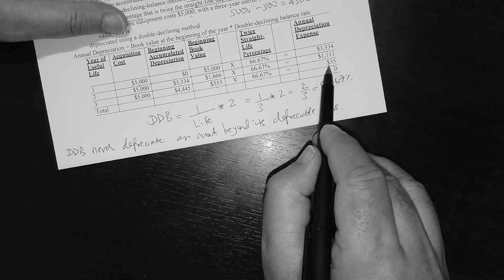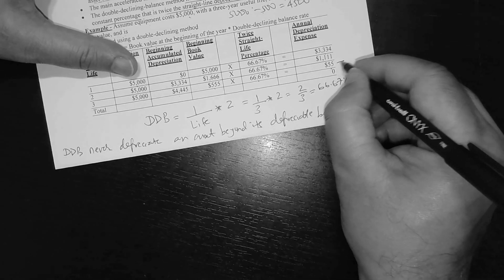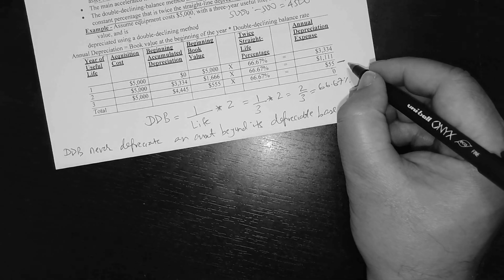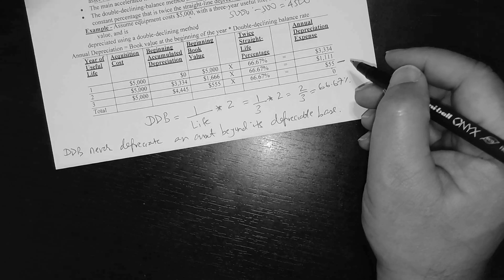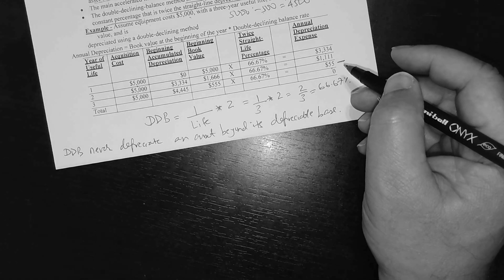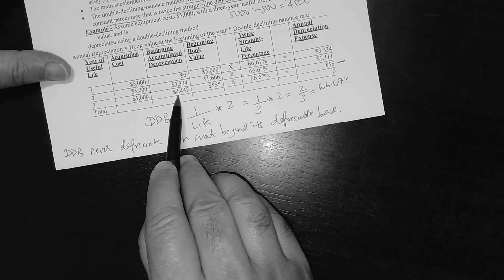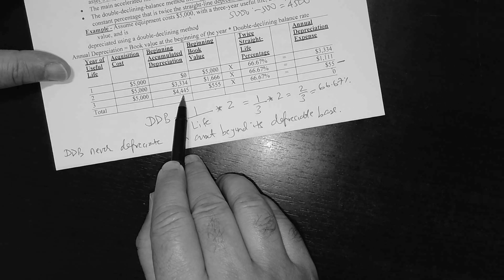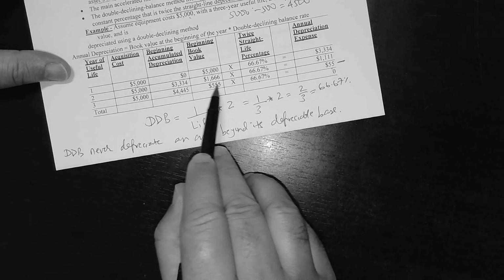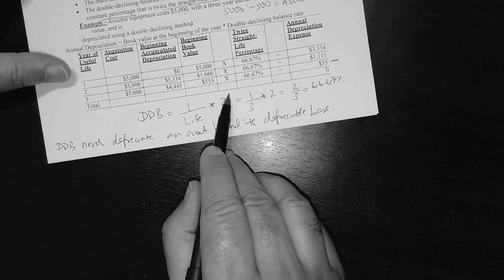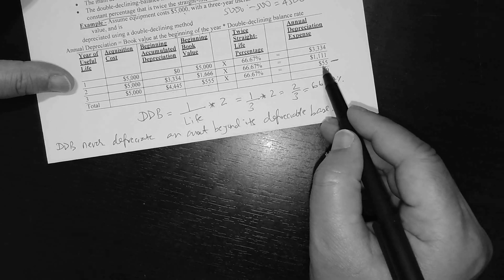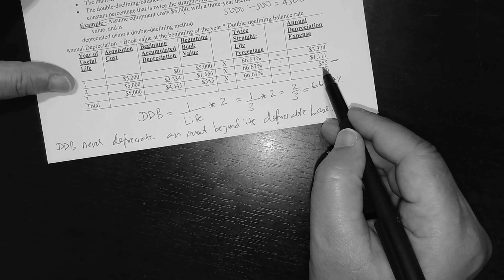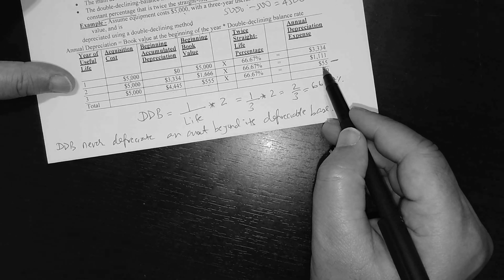It is a value which we can calculate by subtracting how much we have already depreciated. So 5,000 is the total, we have already depreciated 4,445, we are left with 555, and we subtract the 500 salvage value out of it. So we are left with 55. That's the only depreciation expense we can take in the third year.